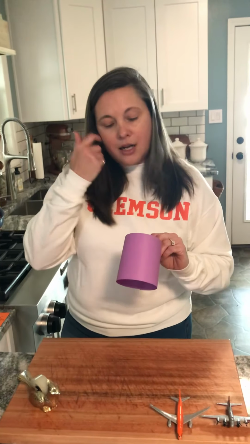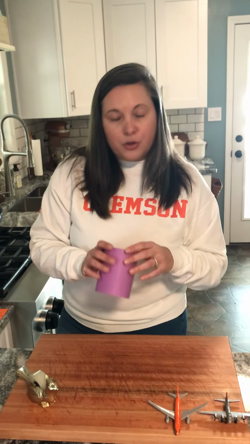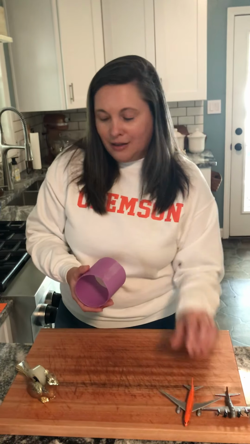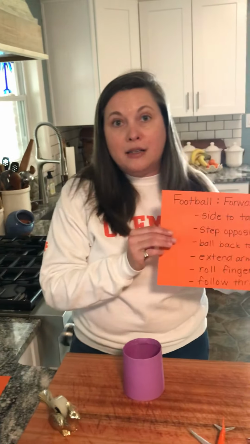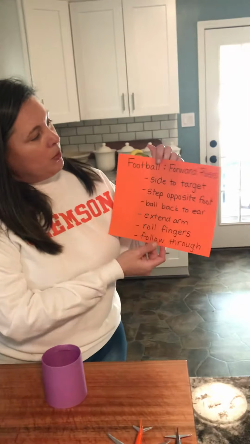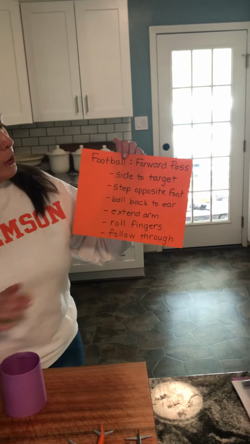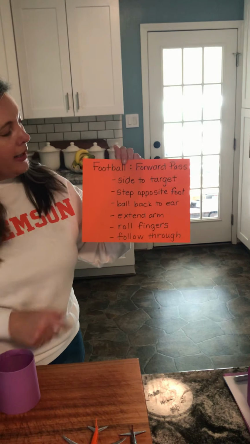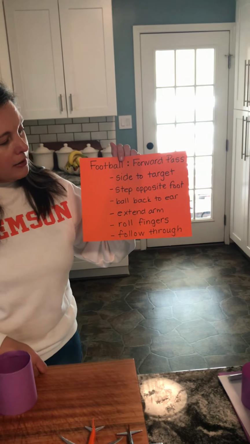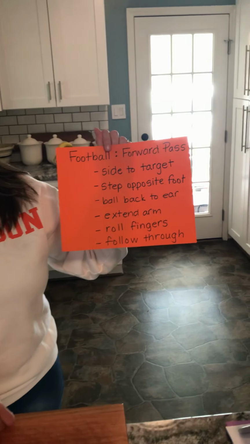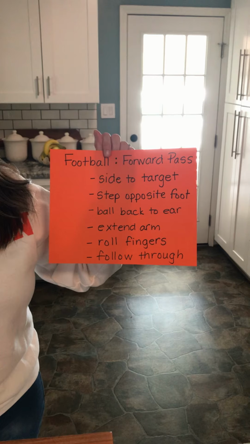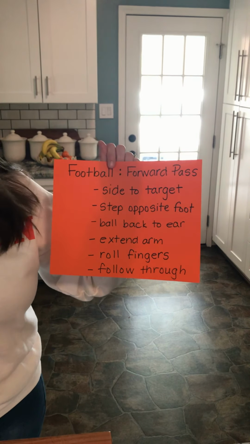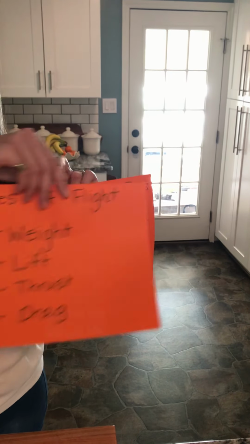Okay, so now let's talk about how to throw aerodynamically, to get this thing to throw like an airplane. But we need to talk about our football technique because that's really what we're trying to improve. So here are the cues for forward passing. Side to target, step opposite foot. You want to bring the ball back to your ear, extend your arm, and when you do that, you also want to rotate your hips because that's what adds that power.